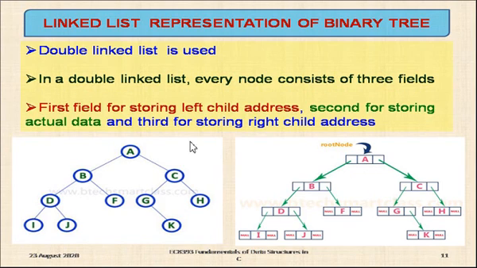But in general, in the double linked list representation of binary tree, every node has three segments. First segment stores the address of the left child. Second segment is having the actual element of that particular node. Third segment is having the address of the right child. Right. So this is the way a binary tree has been represented using the double linked list.